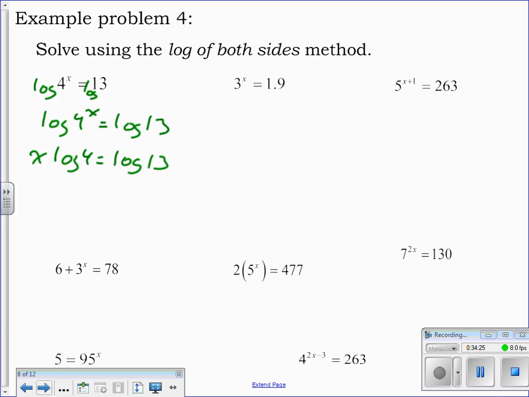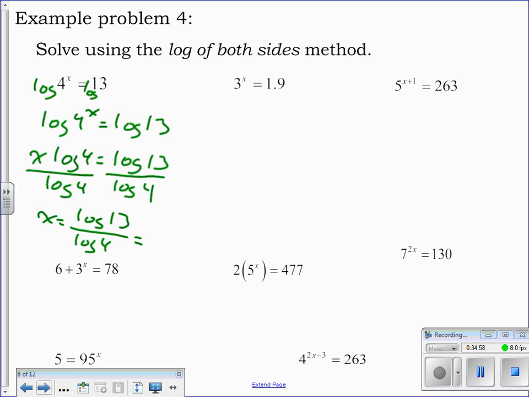If I want to get x times a number and I want to get x by itself, I divide by that number. So I divide both sides by the log of 4. I get x equals the log of 13 divided by the log of 4. This is not the log of 13 fourths. This is the log of 13 divided by the log of 4.